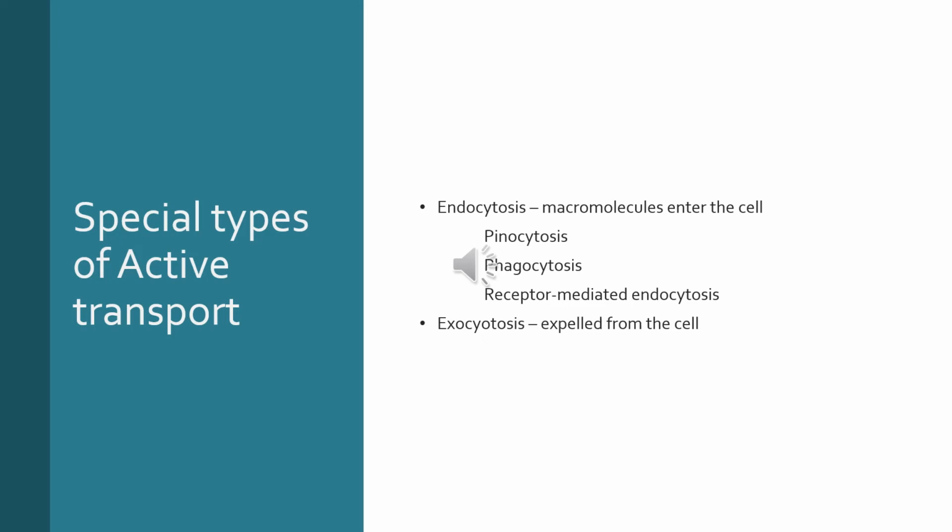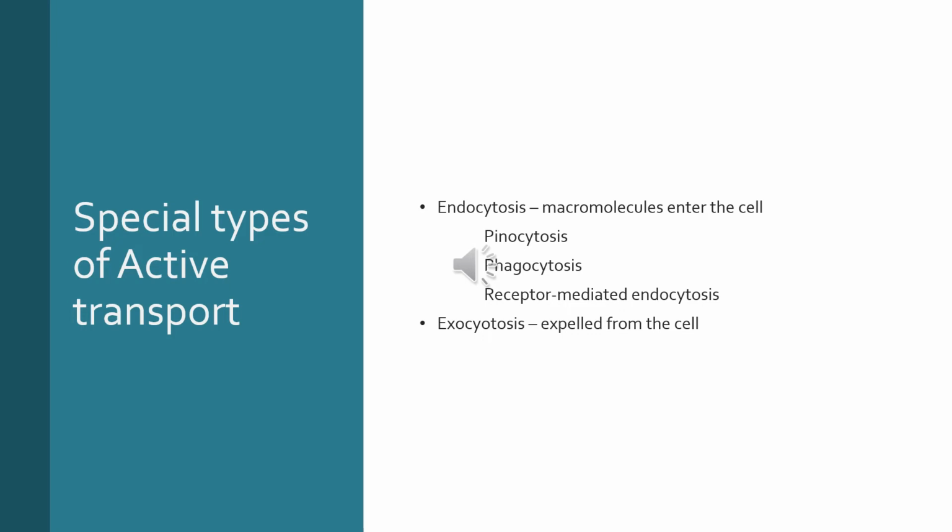Endocytosis is the mechanism where the macromolecules enter the cell. Since they are larger in size, they cannot pass through the cell membrane by active transport or passive transport. Such substances are transported into the cell by means of endocytosis. There are three types of endocytosis: pinocytosis, phagocytosis, and receptor-mediated endocytosis.